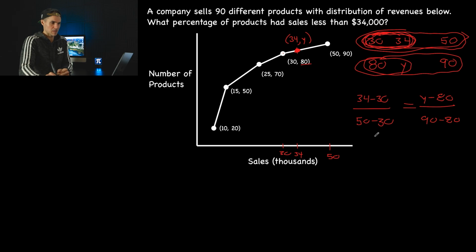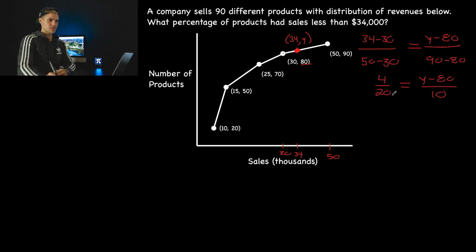So what's this going to be? We're going to end up getting, let's go back to the red color. So this is going to be what? 4 over 20 or 20% is going to be y minus 80 over 10, like that. And so to solve this, what we can do now is cross multiply, right? So 10 times 4, that's going to give us 40, and then we'll have 20 times y minus 80, like that. You could distribute the 20 inside the bracket.